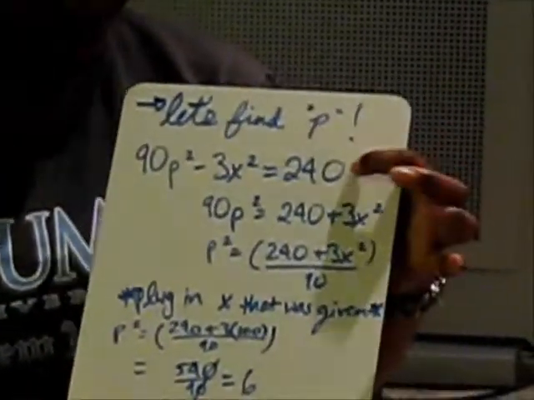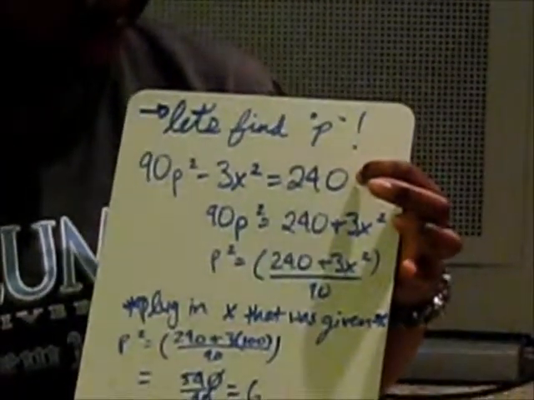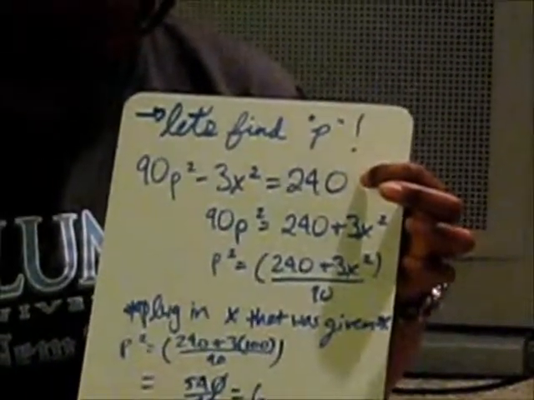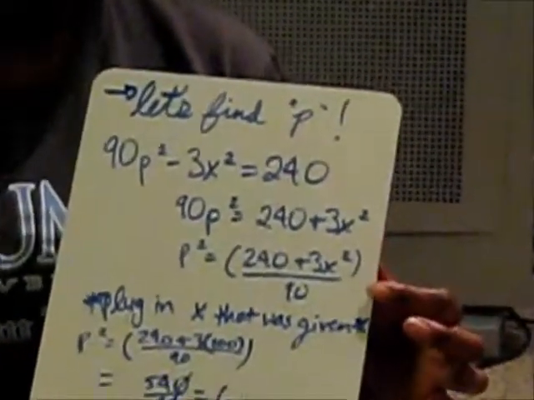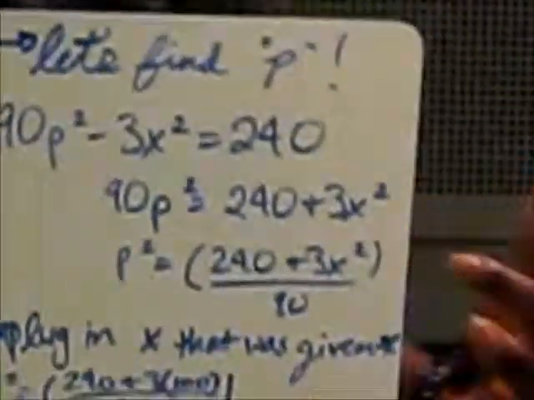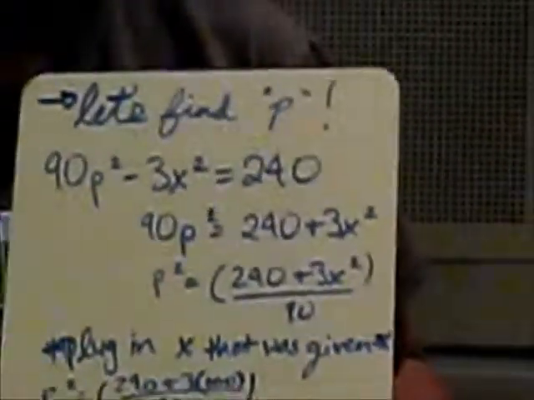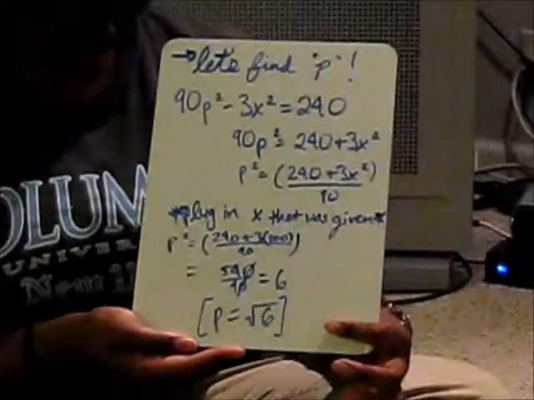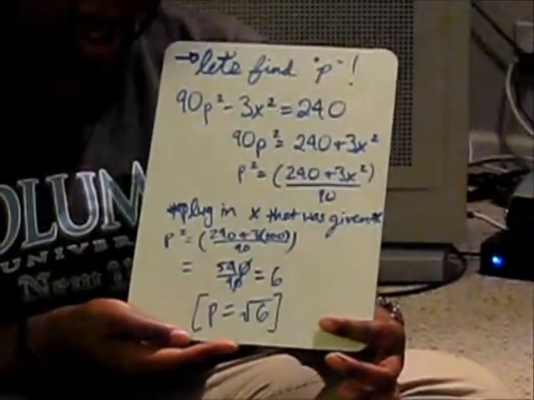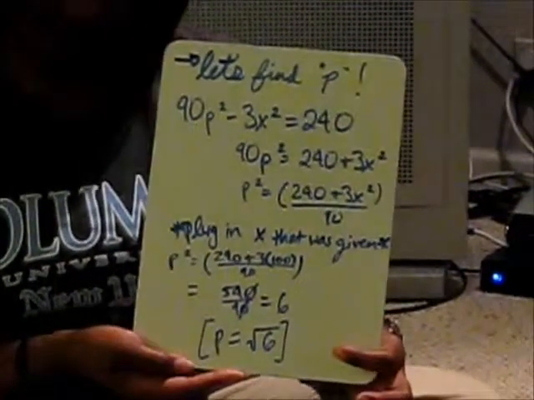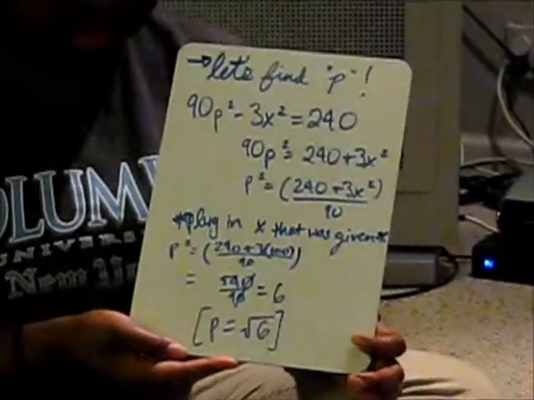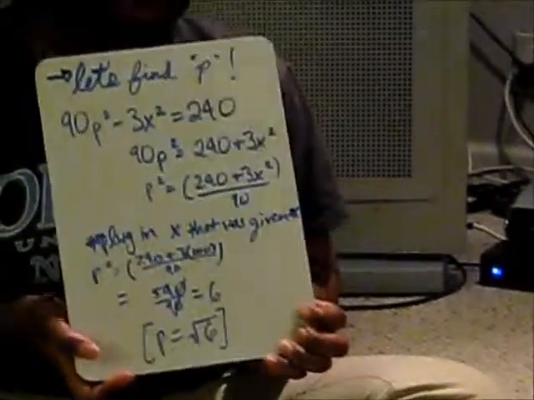So this is our original equation: 90p squared minus 3x squared is equal to 240. Now this part is basic algebra. You're just going to isolate p, and it ends up being the square root of 6. It's only the positive square root of 6 in this case because we don't have a negative amount of dollars. That's not something we're going to deal with. So p ends up being square root of 6.